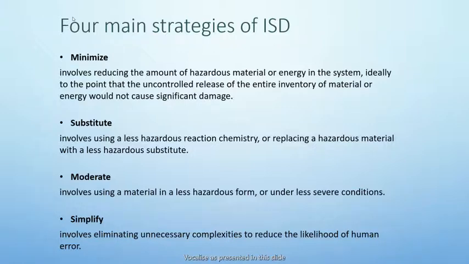The first involves minimizing by reducing the amount of hazardous material or energy in the system. The second is to substitute, which involves using a less hazardous reaction chemistry or replacing a hazardous material with a less hazardous substitute. The third is to moderate, involving using a material in a less hazardous form or under less severe conditions. The fourth is to simplify, involving eliminating unnecessary complexities to reduce the likelihood of human error.